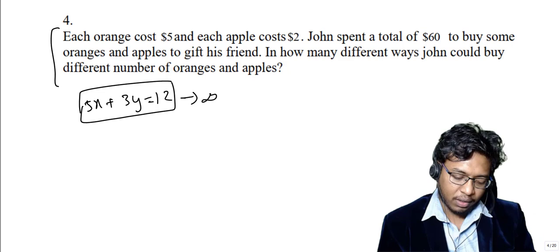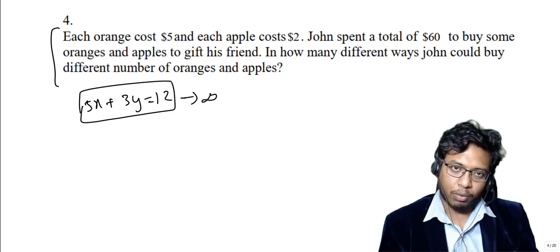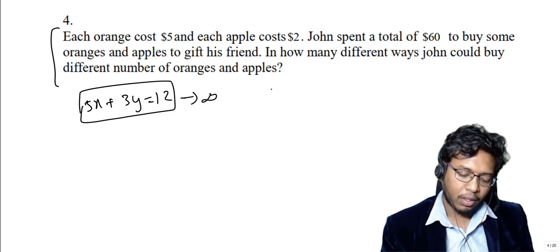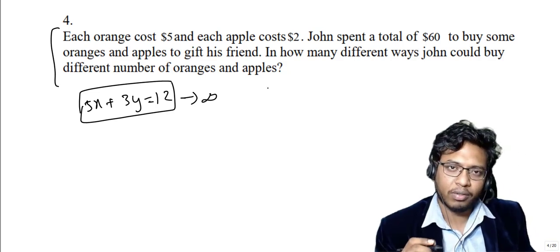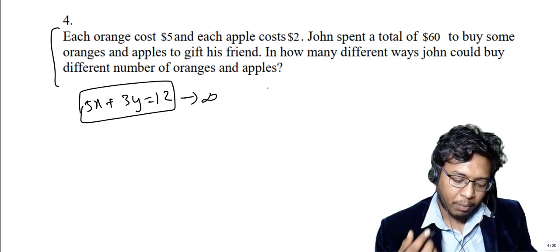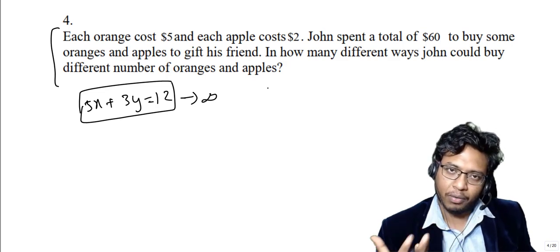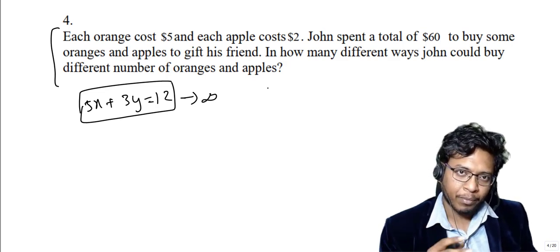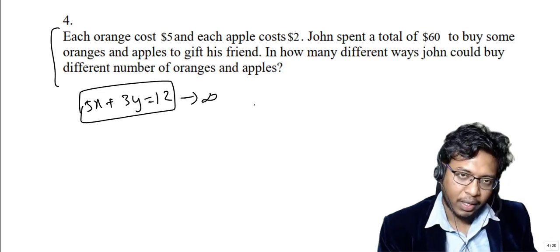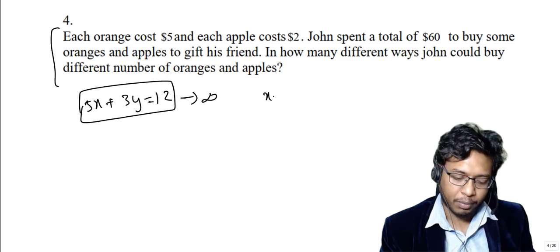How it is hidden is, the meaning of this question is, there are oranges and apples. Each orange costs 5 rupees. Suppose I buy 2 oranges, how much total cost will it be? 10 rupees, right? Because 5 into 2 is 10. If I buy 15 oranges, how much does it cost me? 15 into 5, 75 rupees, right? Similarly, if I buy x oranges, then how much does it cost in total? It costs me 5 into x, 5x, right?